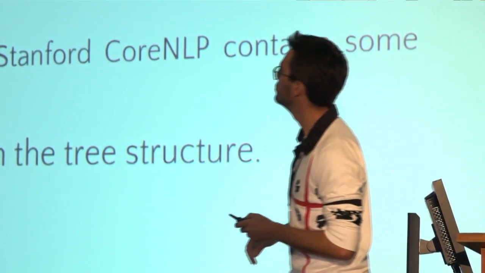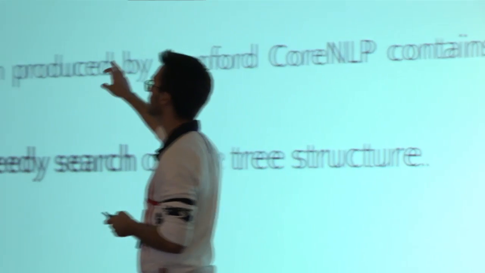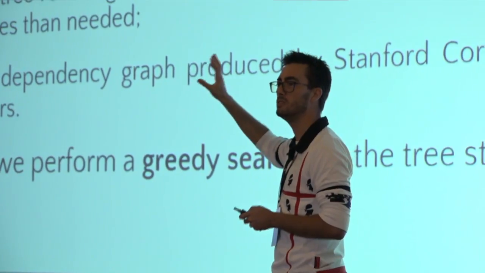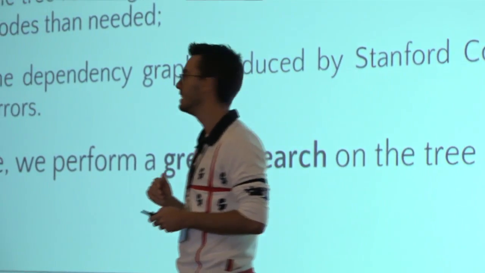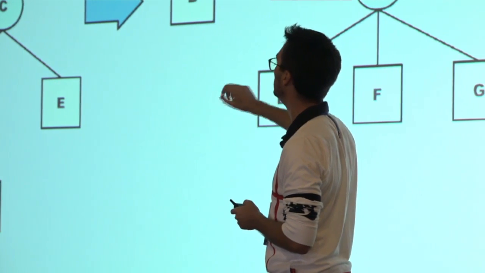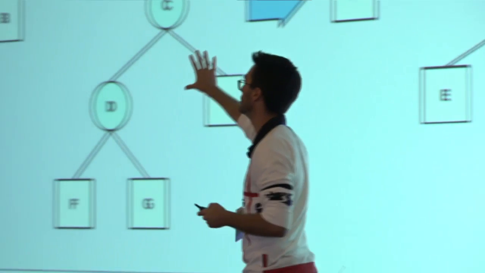Okay, so we perform a greedy search also because, as I said, there are problems with the graph extracted by using the Stanford dependency parsing. And so what we do is we transform the tree by merging nodes.